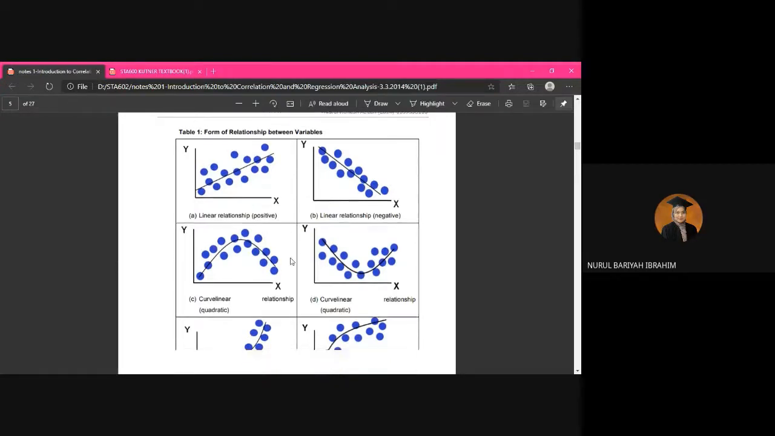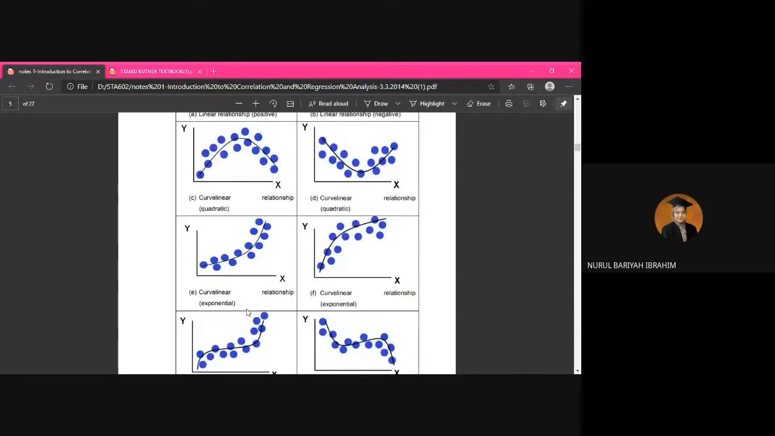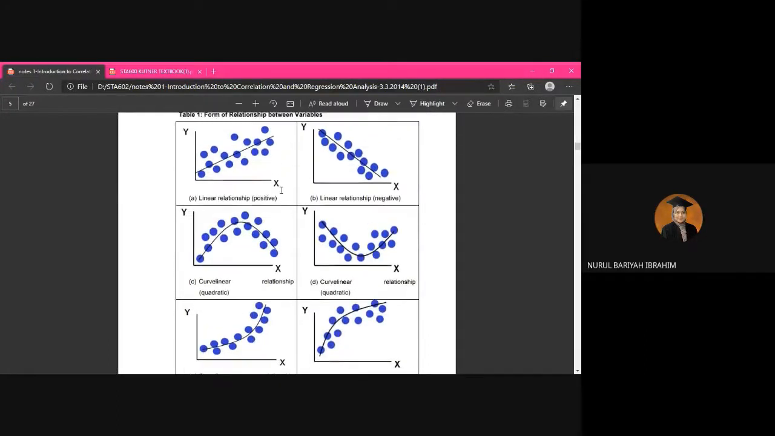Okay, these are the types of non-linear relationship between y and x. To proceed with the linear regression, we need to make sure our data, or scatter diagram, is like this, A or B. Okay, which is the linear relationship. Then we can proceed with linear regression.